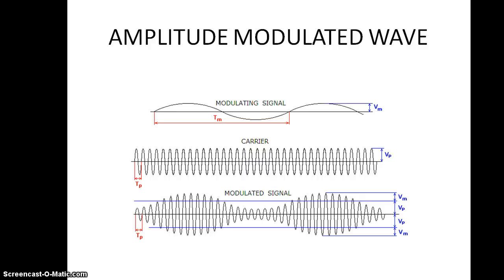In amplitude modulation, we take a carrier signal whose amplitude, frequency and phase are all constant and higher compared to the modulating signal. Now we are going to modulate our message signal with the carrier signal. Upon modulation, the modulated signal assumes the shape of the message signal, and the frequency of the modulated signal is the frequency of the carrier signal. This is how the amplitude modulated wave looks.